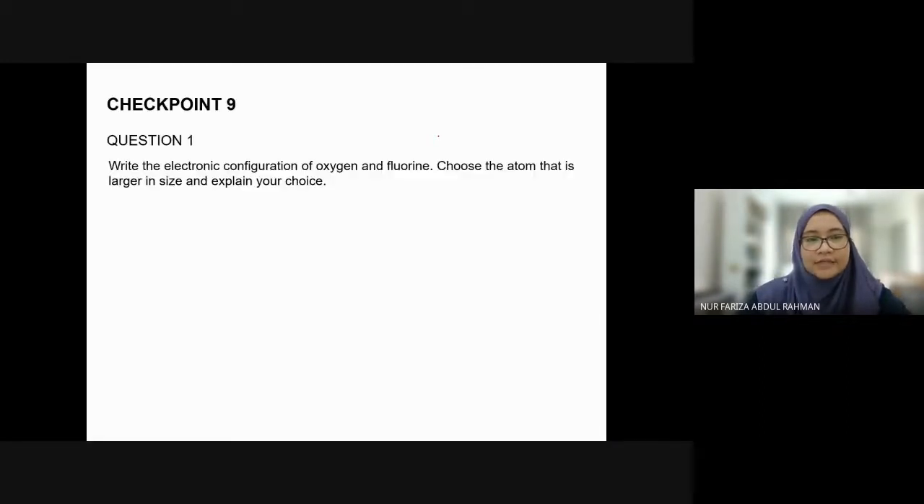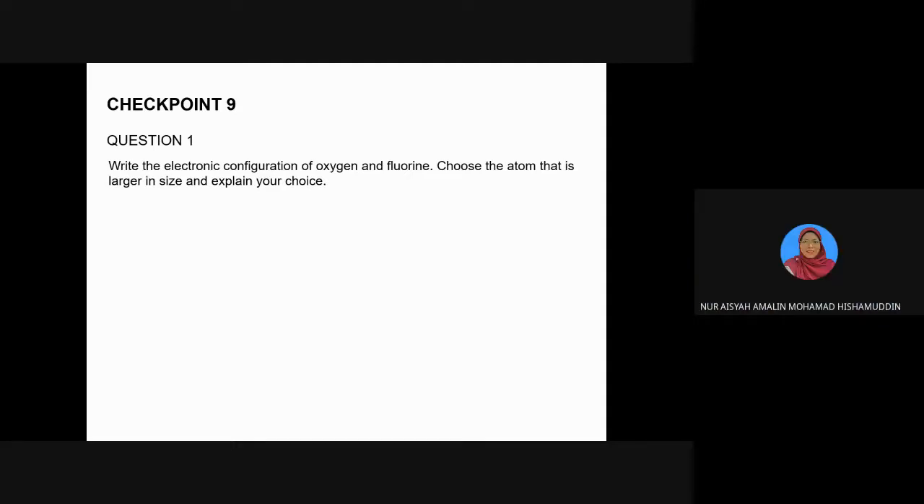Write the electronic configuration of oxygen and fluorine. Choose the atom that is larger in size and explain your choice. So far, are you doing okay? Are there any questions so far? Do you have any questions?